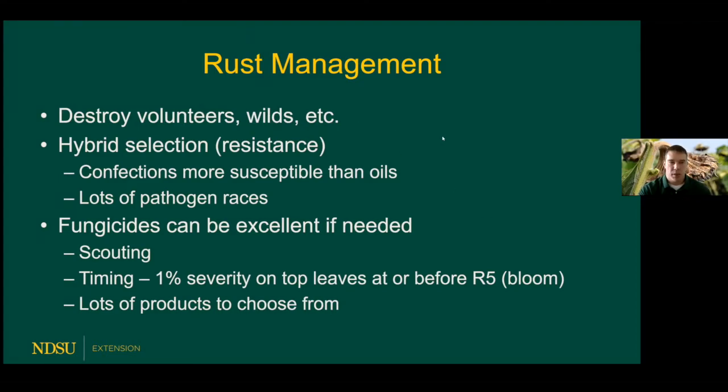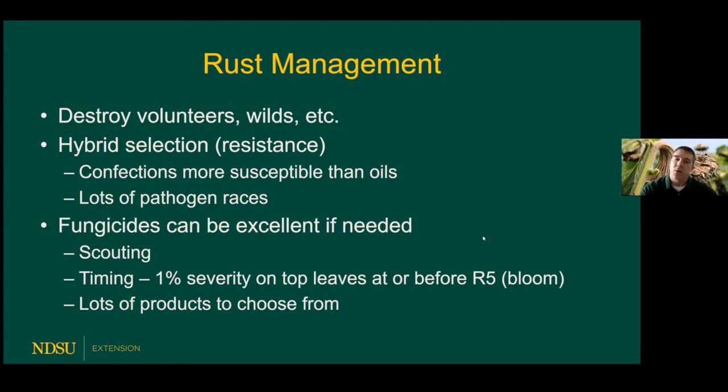Hybrid selection is important. There are good resistance genes for rust. When I think about rust in sunflower, I really focus on confections. Confections are more sensitive than oils. You can see yield loss in oils, but really confections, you'll see a lot more yield loss if you get it early. And then fungicides can be excellent if you need it.